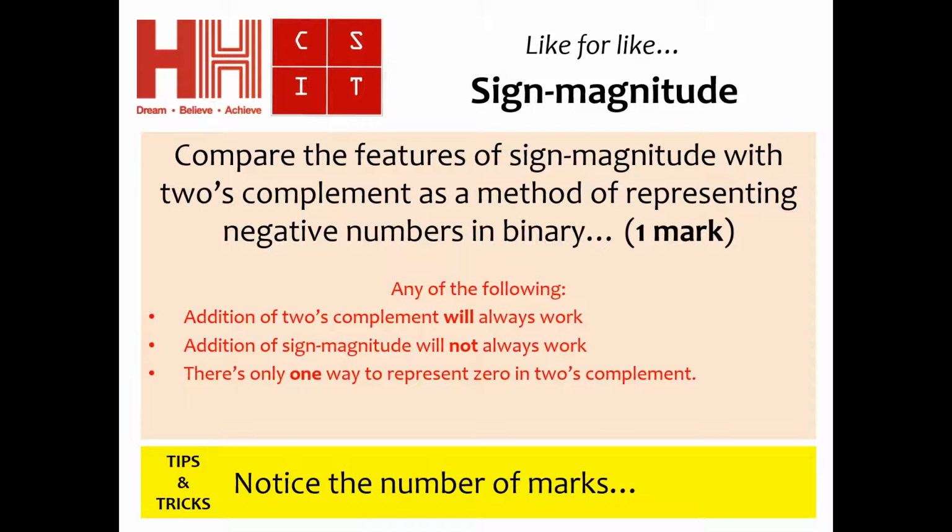There's only one way to represent 0 in 2's complement. There are 2 ways to represent 0 in sign magnitude. So any one of those 4 things will get you the mark.